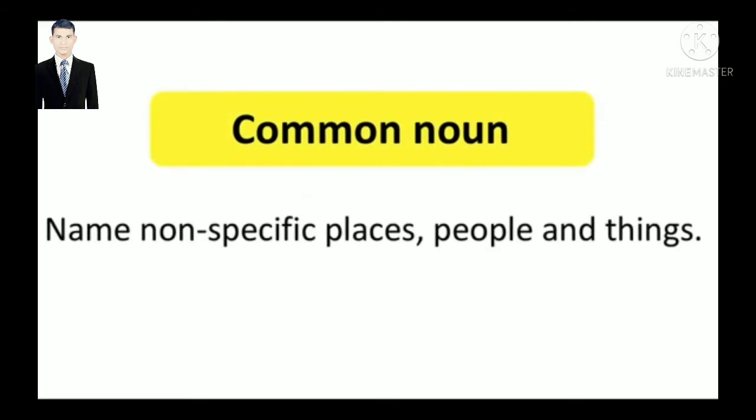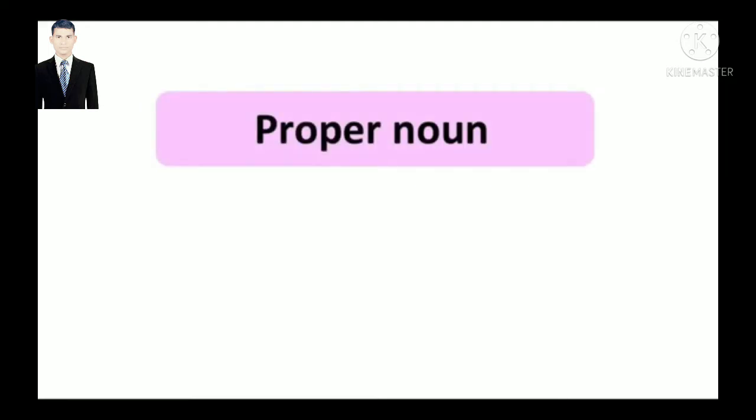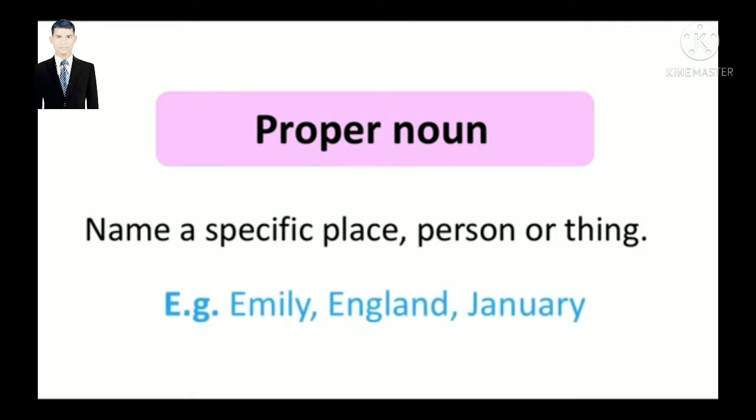Common noun. Common nouns name non-specific places, people, and things. For example, boy, country, animal. Proper noun. Proper nouns name a specific place, person, or thing. For example, Emily, England, January.